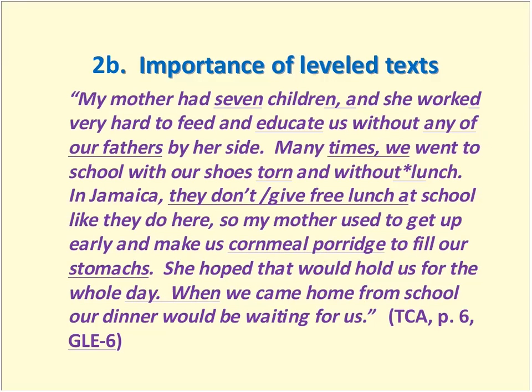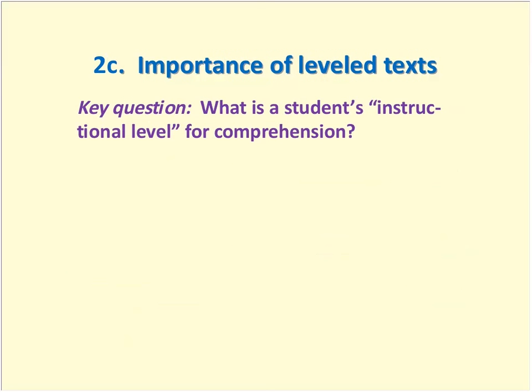"Us without any of our fathers," that's going to seem puzzling. They might default and say "without our fathers by her side," or "our father by her side, many times we," and so forth. They might throw in a word between "without" and "lunch." It might just say "without any lunch." They might interrupt a verb phrase: "They don't give free lunch." If you get down to cornmeal and porridge, then you wouldn't really worry too much about that. They might be able to sound out cornmeal, and you might have to say the word porridge out loud because it's so unfamiliar. But you might have found a good instructional level for that student. She can handle it, but she needs practice, and it's certainly not automatic yet. Okay, well, let's go on now to instructional level for comprehension.